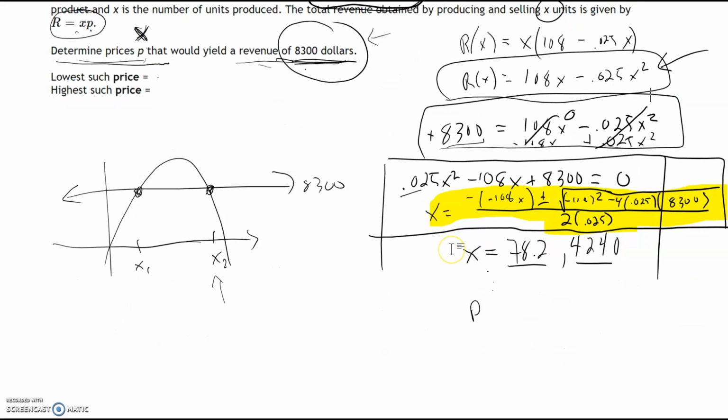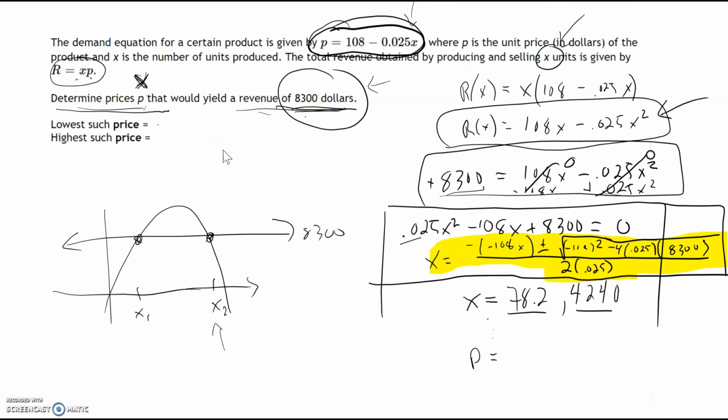But that gives me the two values for x for which I'm going to make this revenue of 8,300. But that's not the question, right? We want the price. So I'm going to have two different prices that should yield this revenue. This value of 78.2 gives me a revenue of 8,300. If I want to know what the price would be set at, I would plug that into my price formula right here. So 108 minus 0.025 times 78.2. And the other one is 108 minus 0.025 times 4240. And that'll give me two different prices.